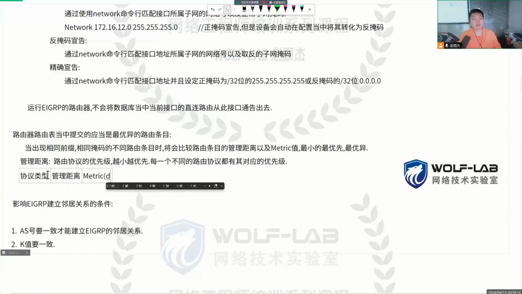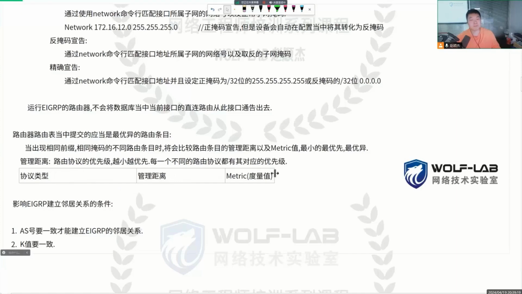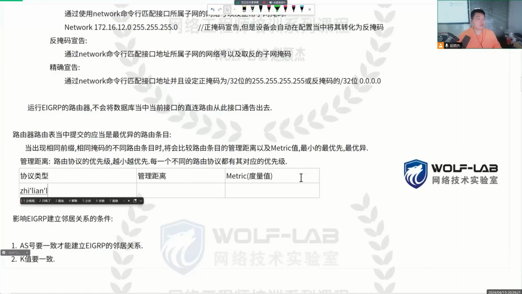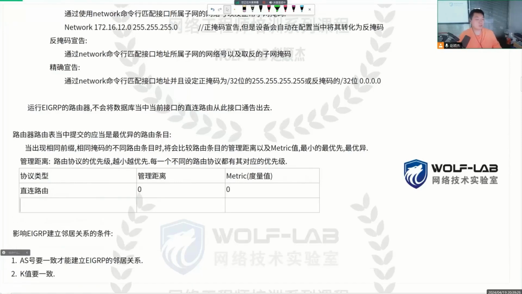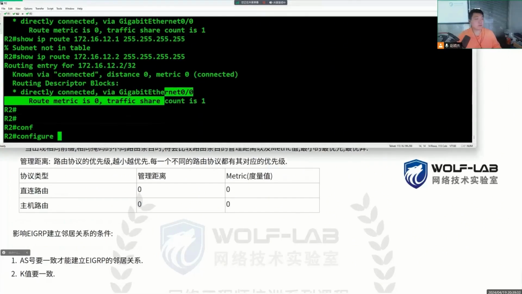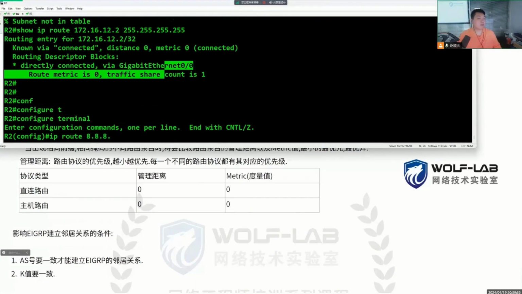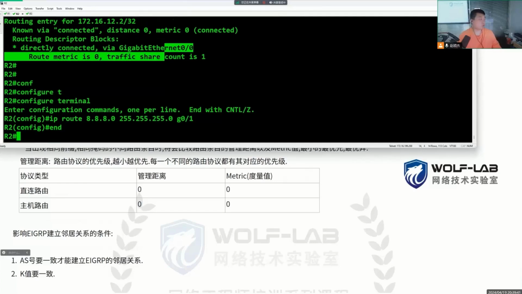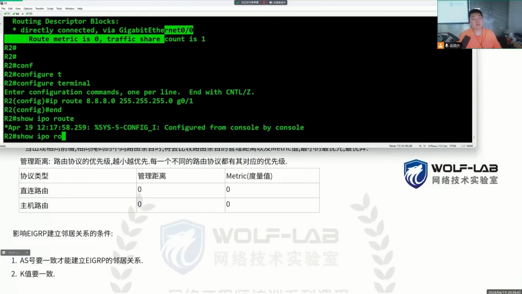Then, for instance, a static route. We randomly write an ip route 8.8.8.0 25.25.25.0, for instance, G0/1, randomly. We write a static route and show ip route: 8.8.8.0 25.25.25.0 static route. The administrative distance is 1 by default for a static route, and the metric value is 0.